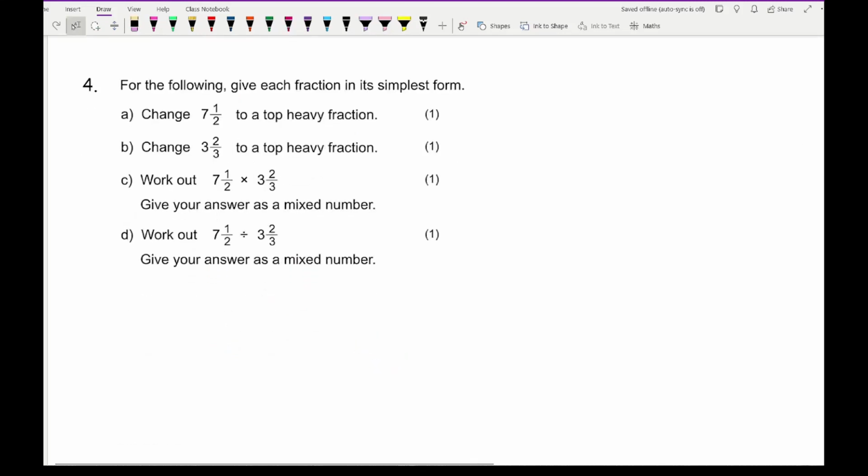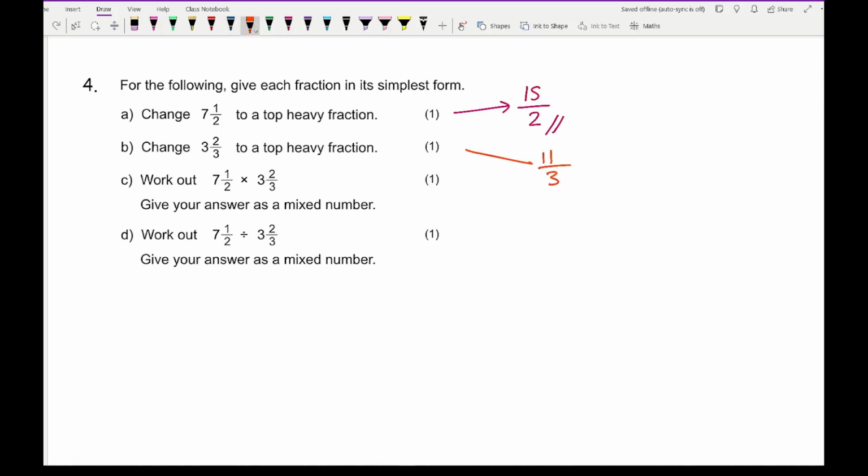Then moving on to question 4. So again, sticking with the theme of fractions, it says for the following, give each fraction in its simplest form. So again, if you want to have a go at these questions, pause the video and then let's have a look through the answers. So for question A, we want to write this as an improper fraction, also known as a top-heavy fraction. So again, we do the big number times the bottom number, which is 14, add it to the top, and that then becomes 15/2. For question B, we've got 3 times 3, which is 9, plus 2, which is 11. So it's going to be 11/3.